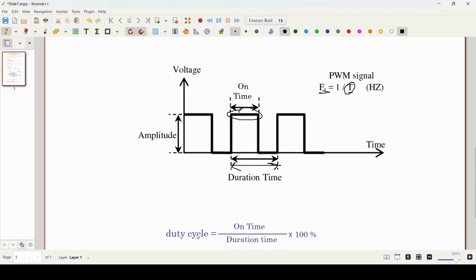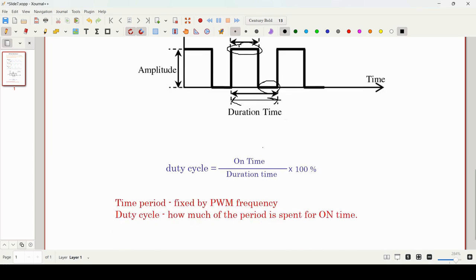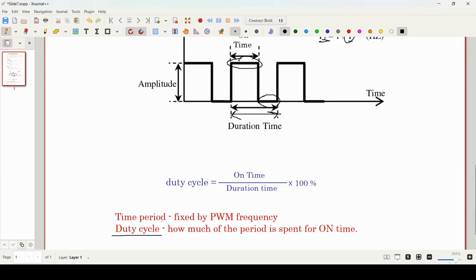Please note that duty cycle is always defined on the on time, not on the off time. This is the off time for the lower edge. The time period is fixed by the PWM frequency, and duty cycle means for how much of the period, that means the total duration time, is spent in the on time. In this way the duty cycle is defined on the on time.